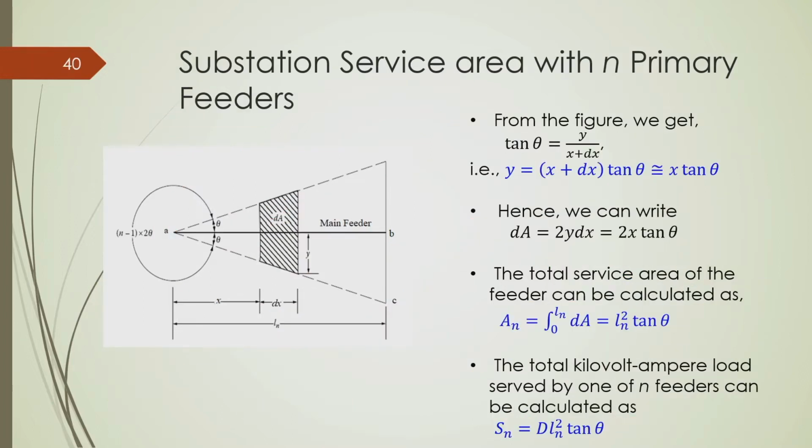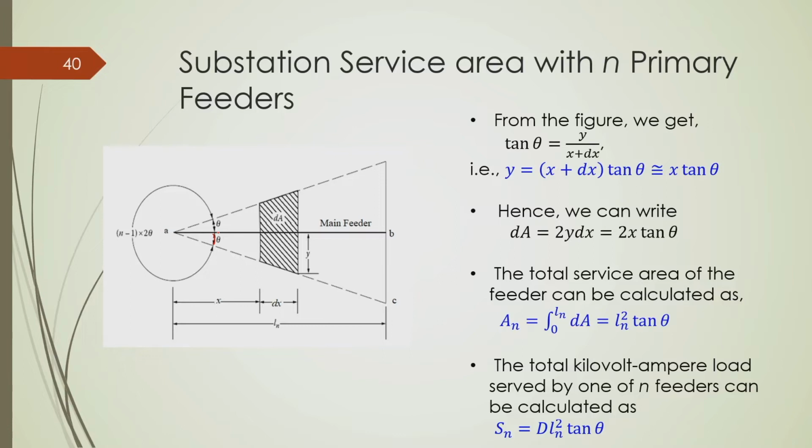Now, we have some more analysis. Since this angle is theta, if we consider this point as E and this point as F, then y by x plus dx, mistakenly given as dot, is equal to tan theta. So, tan theta is equal to y divided by this length, that is x plus dx. So, y is written in terms of x as y is equal to x plus dx times tan theta.